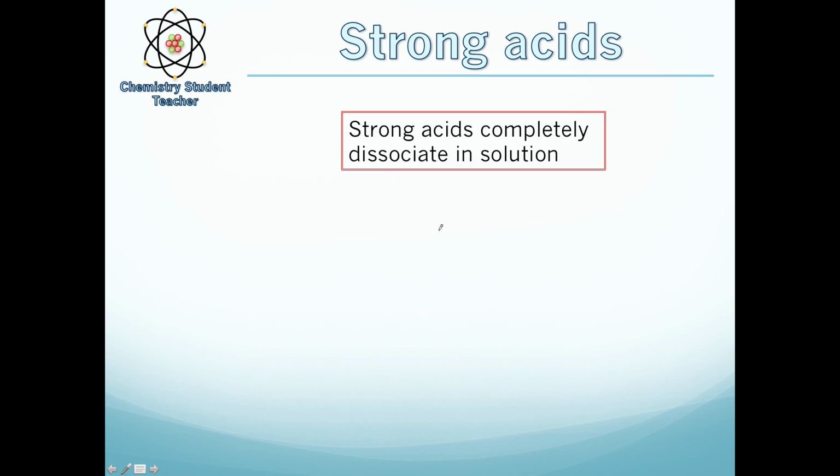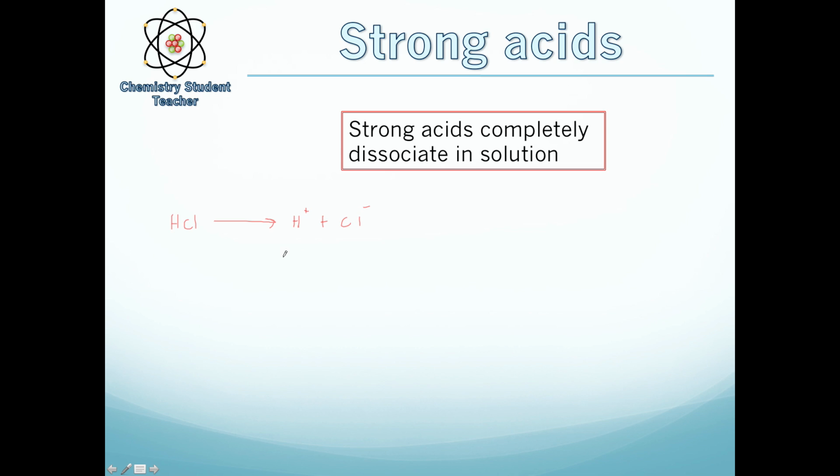Well, strong acids completely dissociate in solution. So if you have hydrochloric acid and you add that into water, then it will completely dissociate into its ions, H+ and Cl-. And that's 100% come apart. The structures come apart completely, not partially, and there's no equilibrium, it's completely come apart.